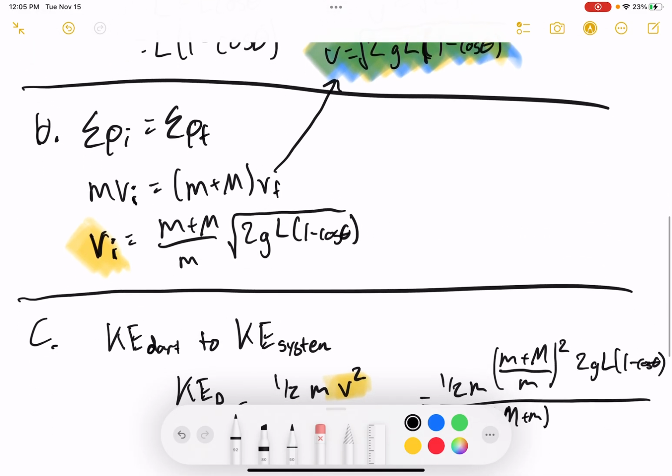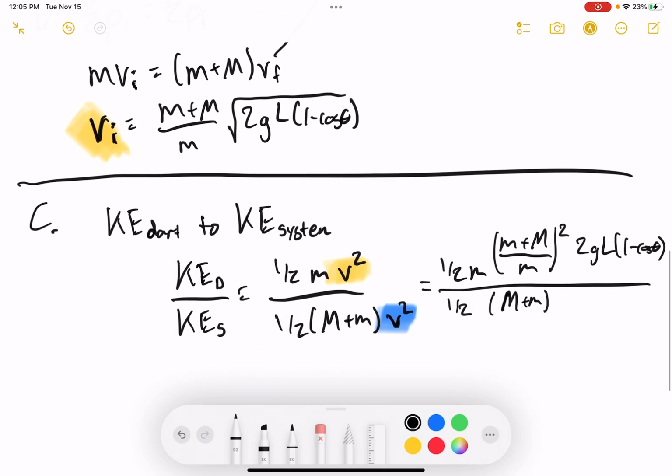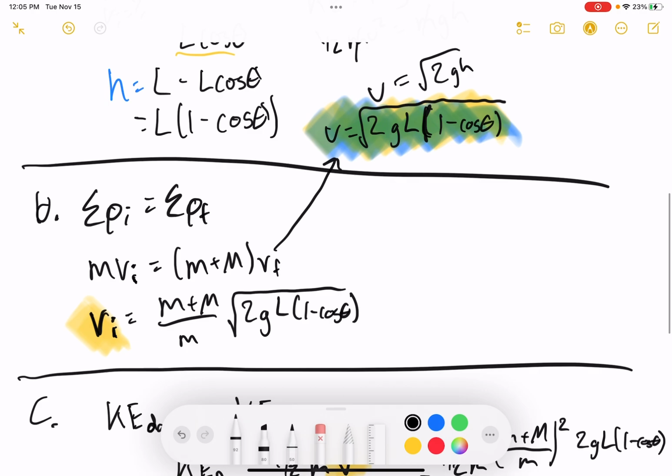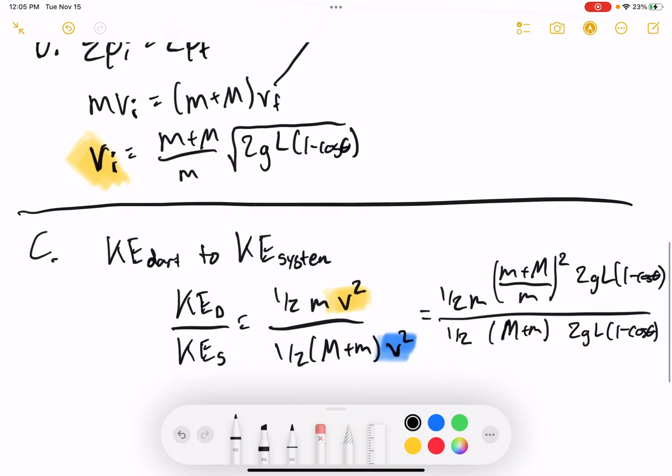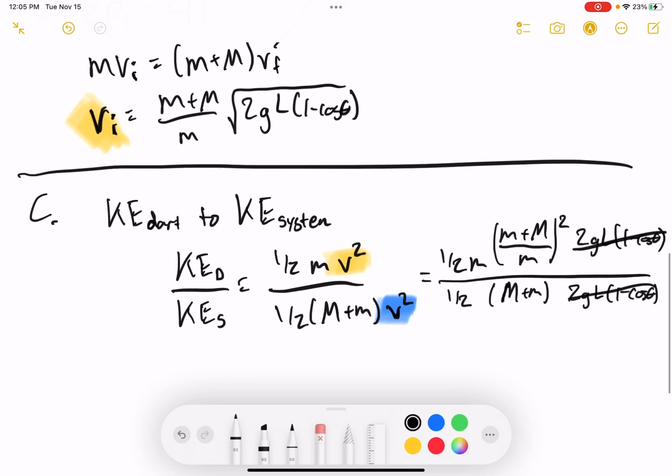Okay, and then I'm going to go ahead and find this one here. So my v is going to be very similar. So it's going to be 2gL(1 minus cosine theta). Okay, and so when this was before, it was square rooted, but then I square it, so it goes away. So you notice that this part goes away right away. So that's pretty easy. The 1/2 is also going to go away.